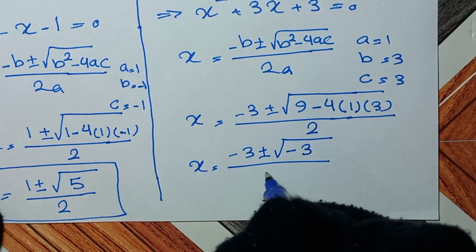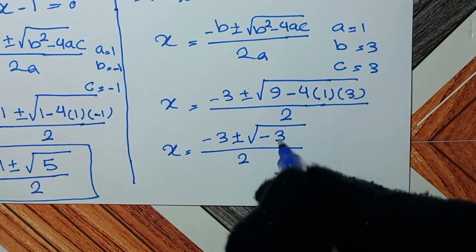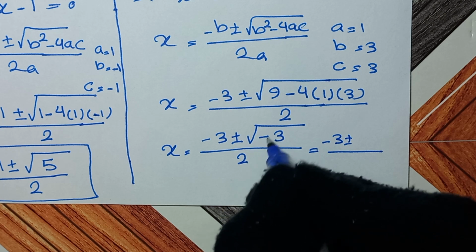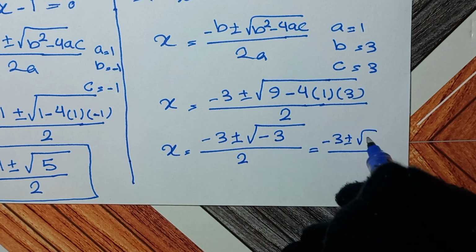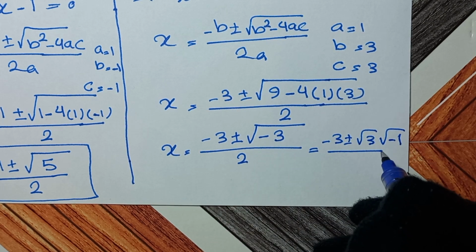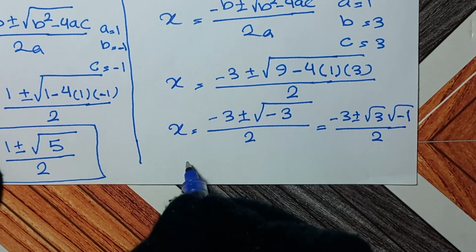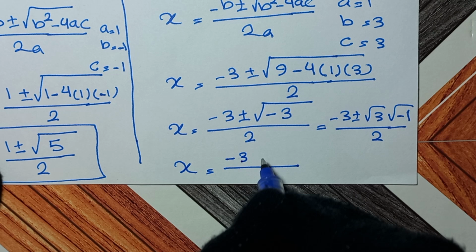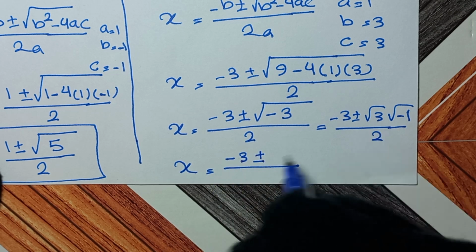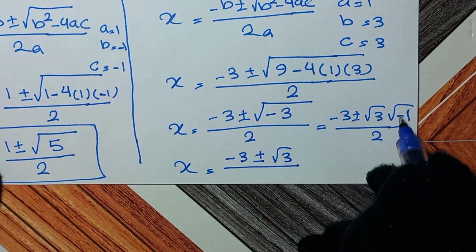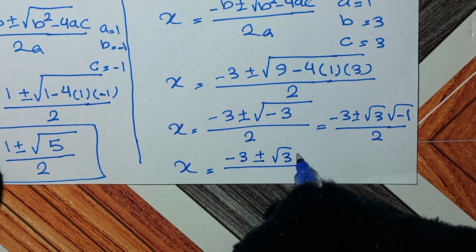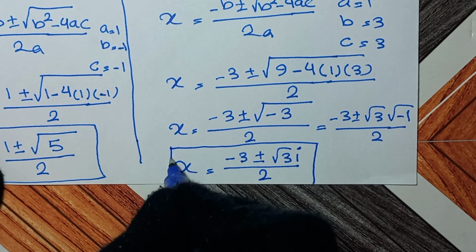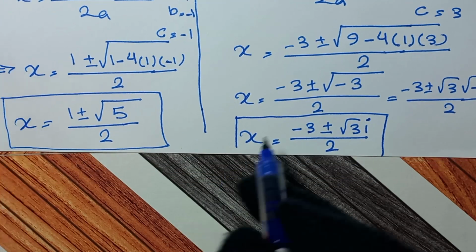Negative 3 over 2. Here, we can write negative 3 plus or minus the square root of negative 3 as the square root of 3 times the square root of negative 1, over 2. So from here, x equals negative 3 plus or minus the square root of 3, and the square root of negative 1 is i, so it will be square root of 3i over 2. And so from here, we have two solutions. So we find 4 answers for x.